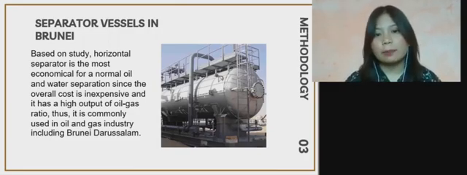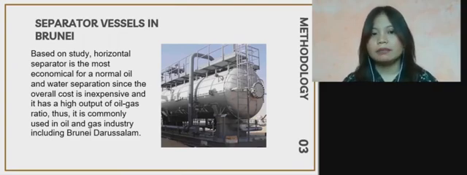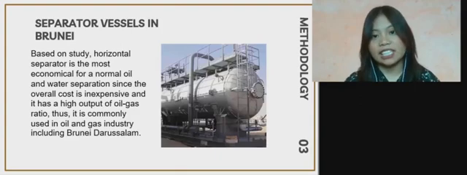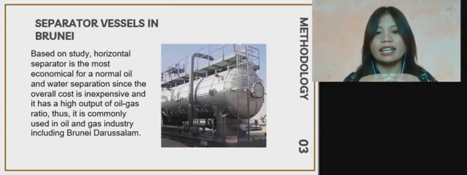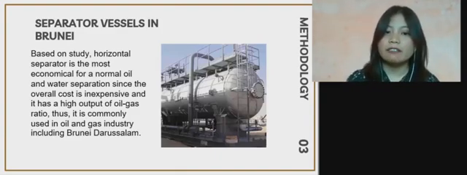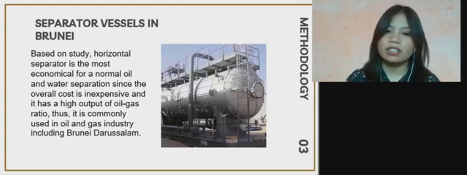However, the selection of separator type is based primarily on gas handling requirement and space availability. So a horizontal separator is normally more efficient at handling large volumes of gas because of its large interfacial area, which means it has better phase separation capability. However, it does not handle solids as well as a vertical separator, and it requires more space to build.